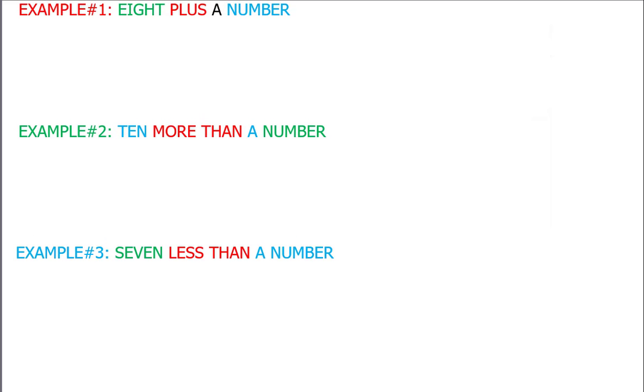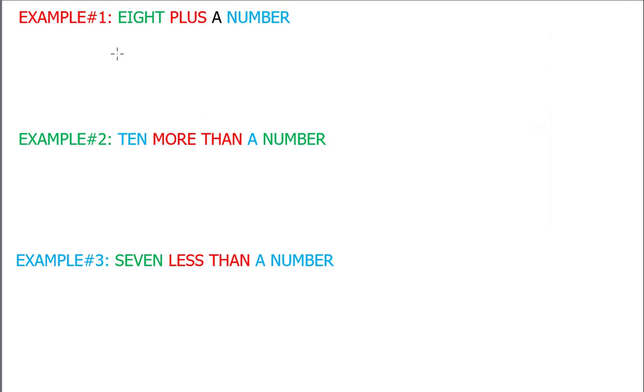Let's practice some examples. Example number 1. We know 8 is a number. The plus indicates addition, and there is an unknown number. How do we write it? It will be 8 plus y. We will use y as the unknown number.